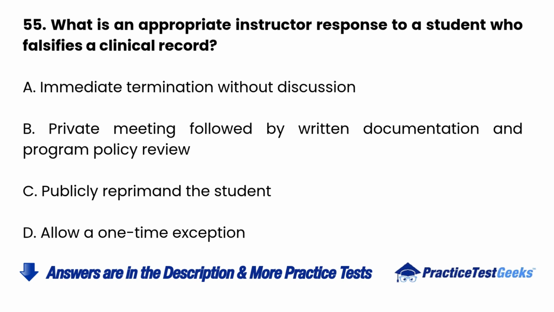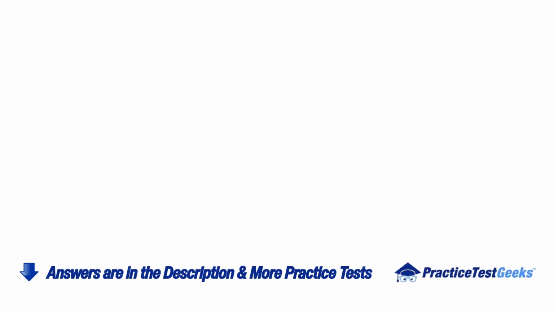55. What is an appropriate instructor response to a student who falsifies a clinical record? A. Immediate termination without discussion. B. Private meeting followed by written documentation and program policy review. C. Publicly reprimand the student. D. Allow a one-time exception.